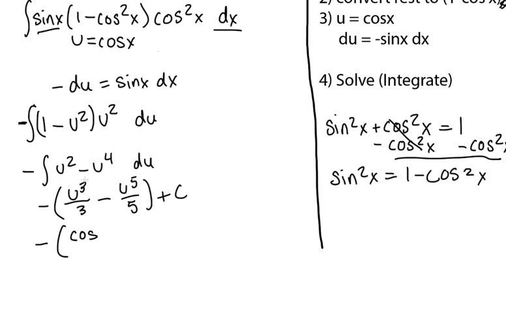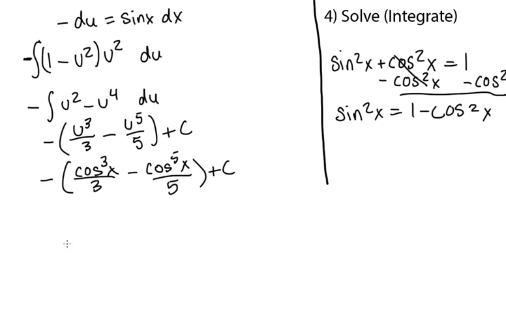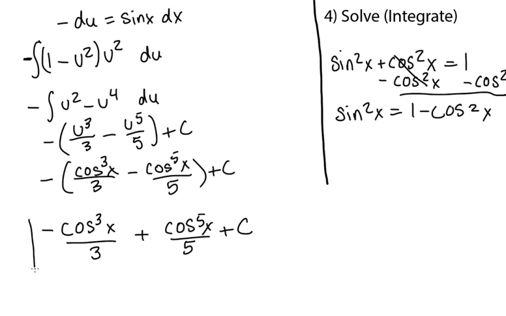So cosine to the third x over 3, and then this is going to be cosine to the fifth x over 5 plus c. And we could distribute in the negative, so it would be negative cosine to the third x over 3 plus cosine to the fifth x over 5 plus c. And this is our answer.